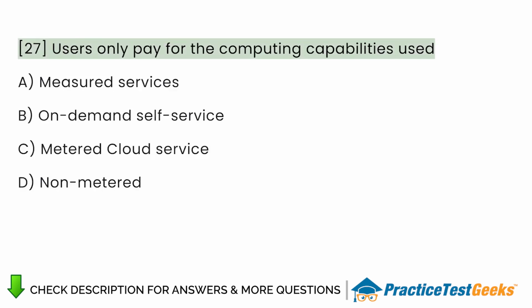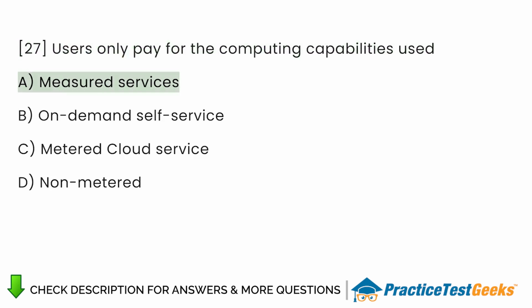Users only pay for the computing capabilities used. A. Measured services. B. On-demand self-service. C. Metered cloud service. D. Non-metered.